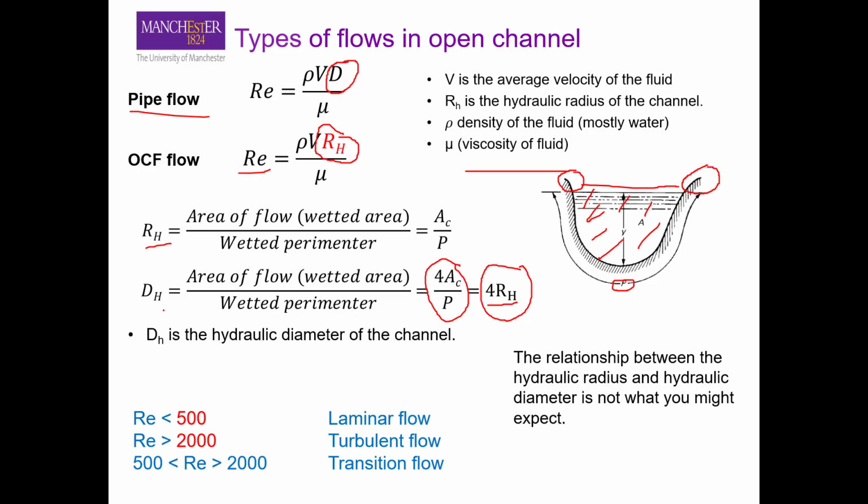But for the case of open channel flow, hydraulic diameter is actually 4 times the hydraulic radius. Okay, so please remember that. If you use this formulation and plug in the values of the different parameters, we can define the Reynolds number. For laminar flow, you are in laminar flow if your Reynolds number is below 500, which means that you have no intermixing between different layers of the fluid. And if your Reynolds number is above 2000, you are in turbulent flow. Okay, and in between you have a transitional region.